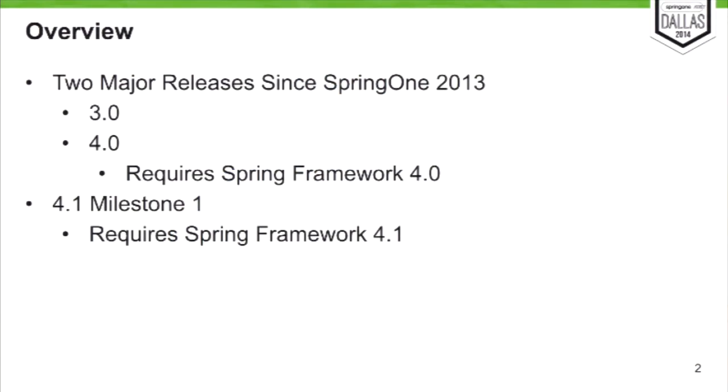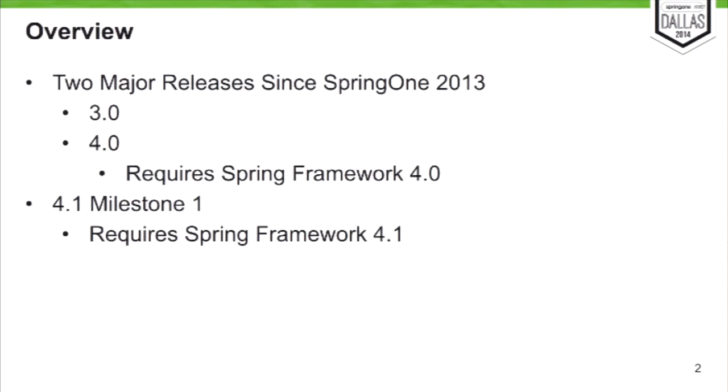A lot has happened in the last 12 months since we were together last time. We've had two major releases, 3.0 and 4.0, and you might wonder, well, why do we have two major releases? Well, 3.0 was planned for some time and had a lot of content, but as part of the effort to put WebSocket support and Stomp into core Spring and Spring MVC, a lot of the core messaging infrastructure, message object, message builders and such, moved into the Spring messaging module within core Spring.